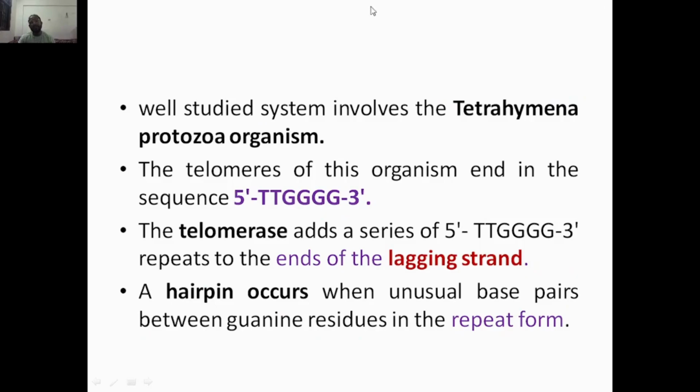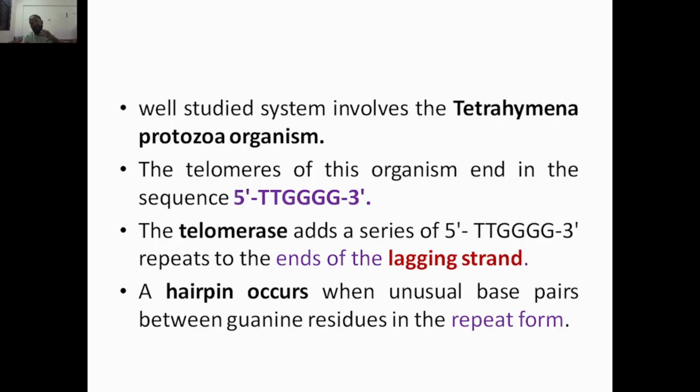Now, a well-studied system involves the Tetrahymena protozoan organism. Here the telomerase of this organism, in the sequence 5' to 3', has TTGGGG, so 2 times T, 4 times G. So 5' T, T, G, G, G, G 3'. Now the telomerase adds a series of this particular sequence, 5' to 3' TTGGGG repeats, to the end of the lagging strand.